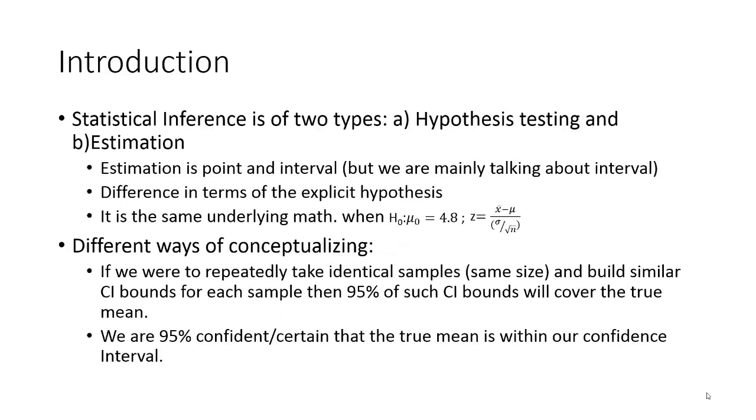So statistical inference, even in terms of classification, is mainly discussed in terms of hypothesis testing and estimation. These are the two broad categories in statistical inference. Hypothesis testing is something that we've discussed in good detail in this class. We've talked about single and two sample tests, various tests. Today we're going to be primarily talking about estimation.